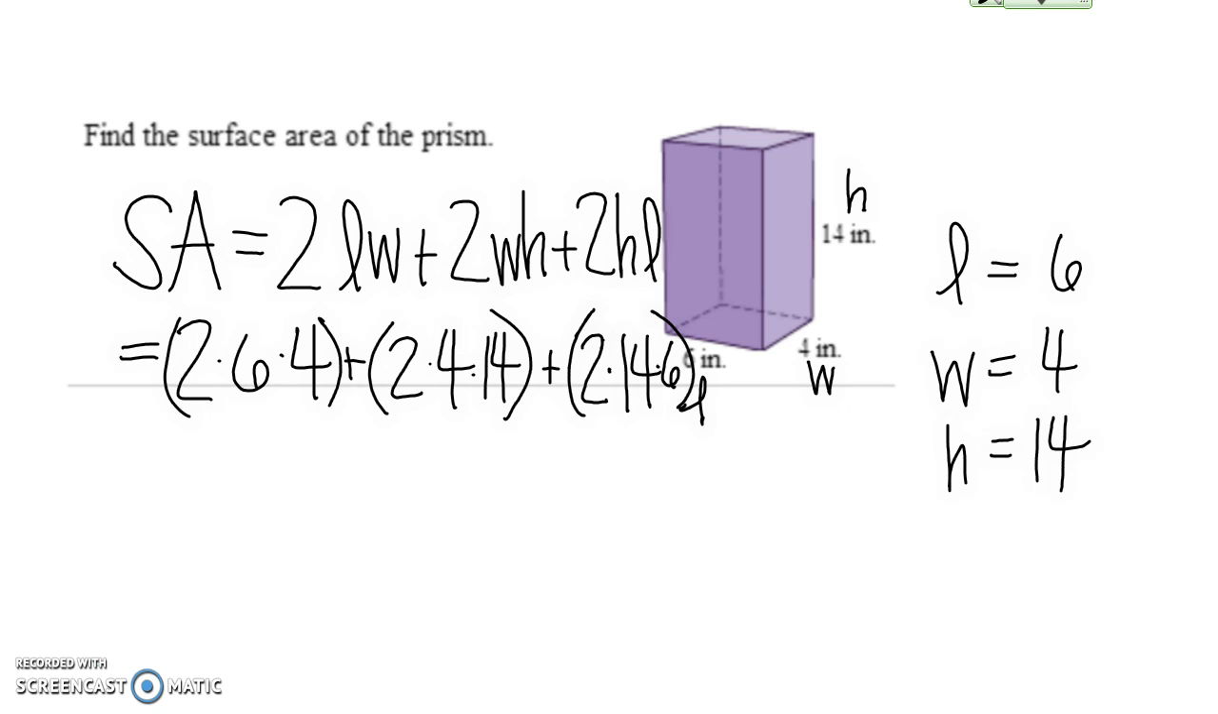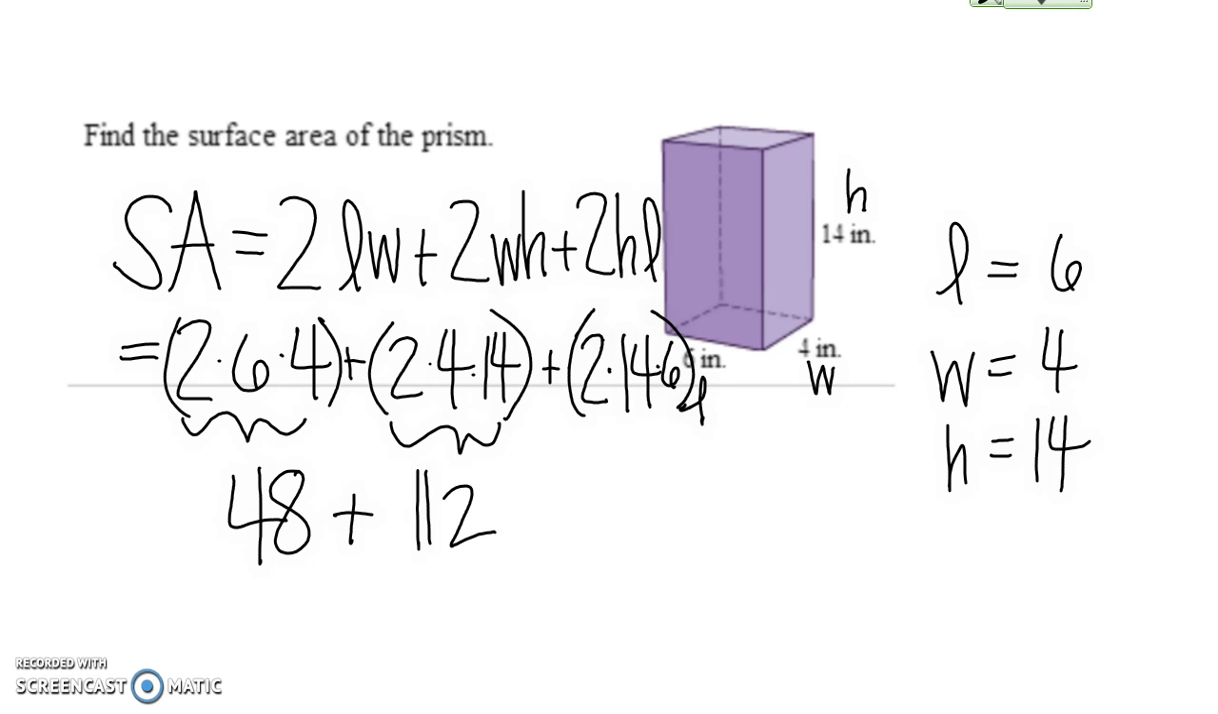Okay? Take your calculator, and we're going to multiply each group of 3. So for 2 times 6 times 4, we should get 48. For 2 times 4 times 14, we should get 112. And for 2 times 14 times 6, we get 168. Okay, we're almost done.